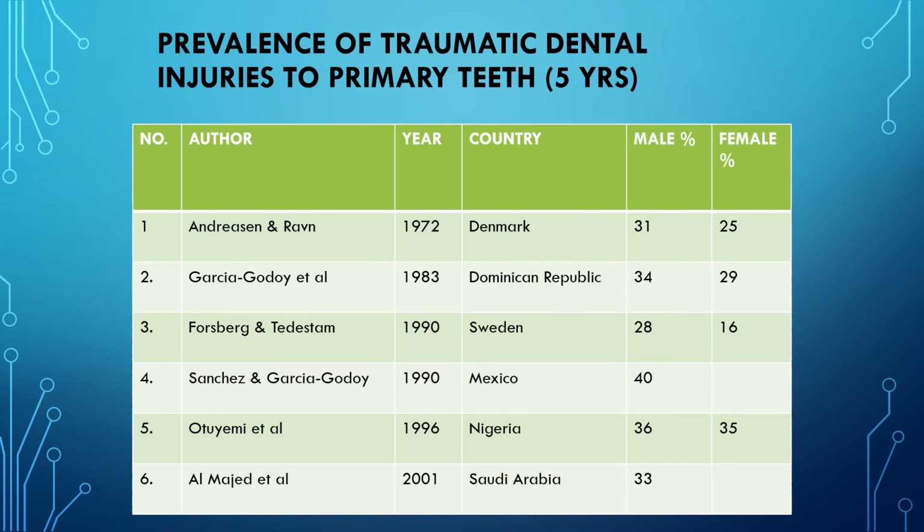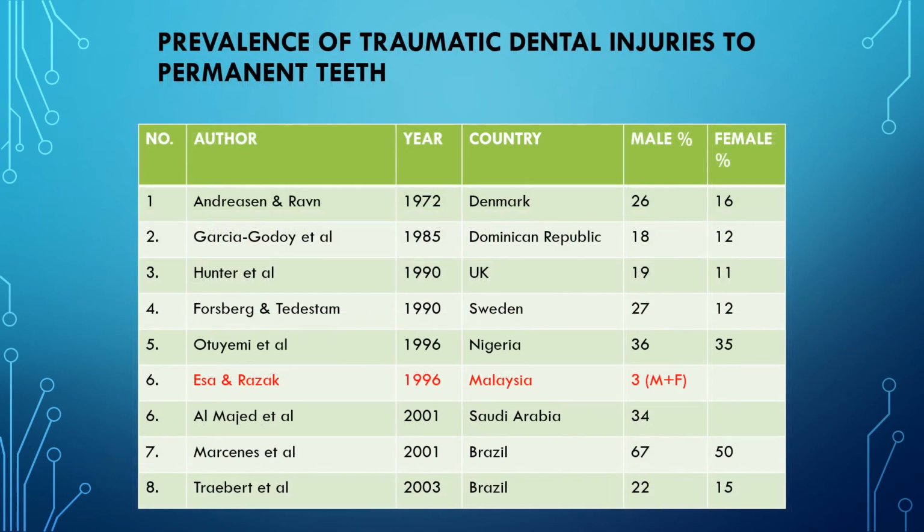Al-Majid et al., 2001, Saudi Arabia, also have very high prevalence of injuries, 33%. And Andresen and Ron, again in Denmark. This one is prevalence of traumatic dental injuries to permanent teeth. Andresen and Ron, 1972, Denmark. Male have a higher figure, 26% male as compared to 16% female. They have permanent teeth injuries.